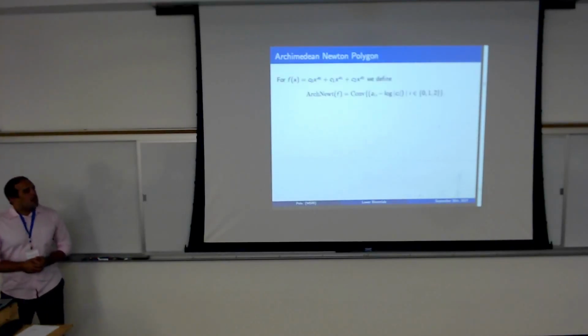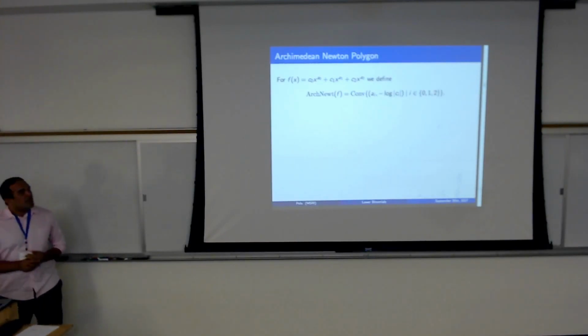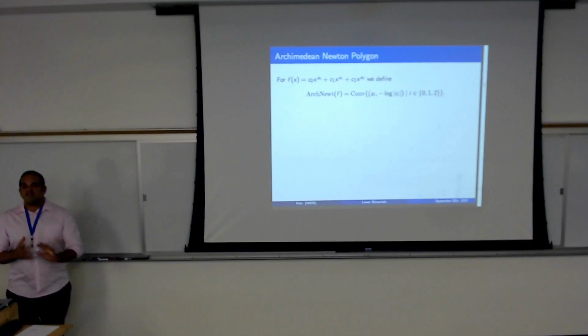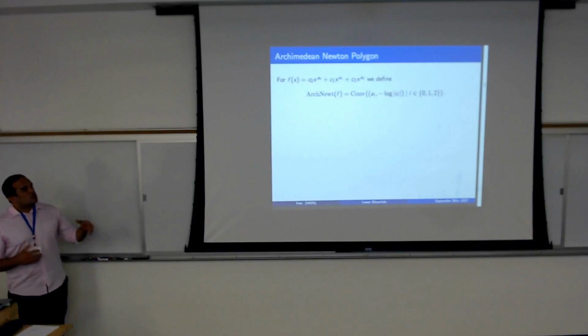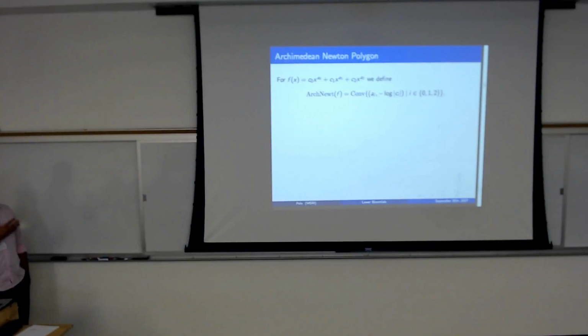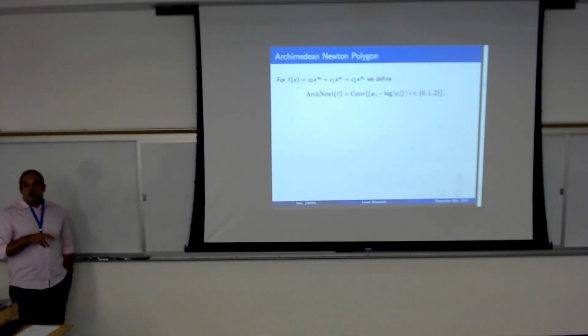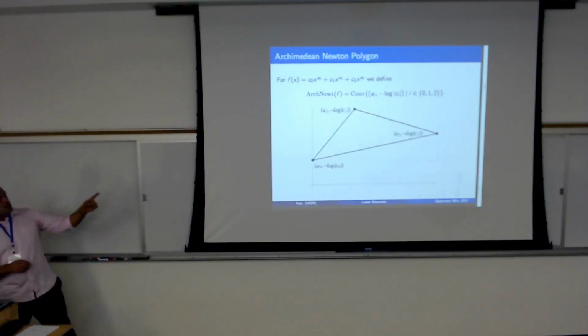In order to attack this problem, we need to borrow some tools from polyhedral geometry, and I will try to avoid defining anything formal. I will take advantage of your intuition, because these kinds of things are very easy to visualize. Let's first define what the Archimedean tropical polytope, or Newton polygon, of f is. Given a trinomial f, it is basically the convex hull of those points over there. Notice that the first coordinate is the exponent, and the second coordinate is minus the log of the absolute value of the coefficient. So it's going to be something like this.